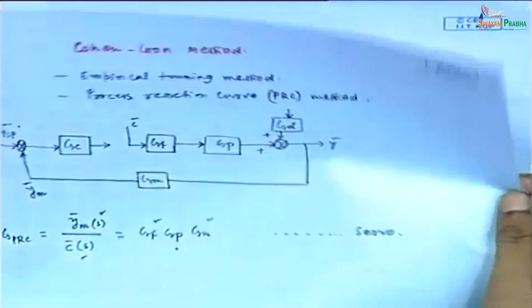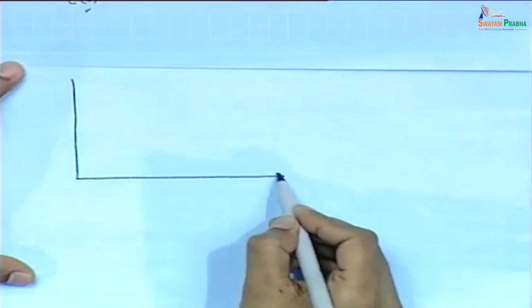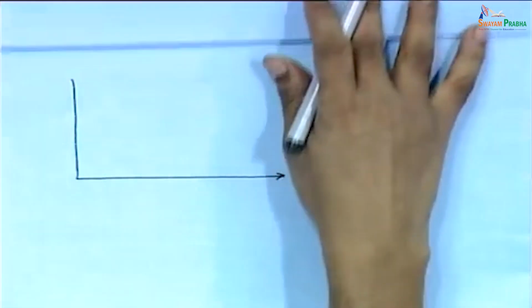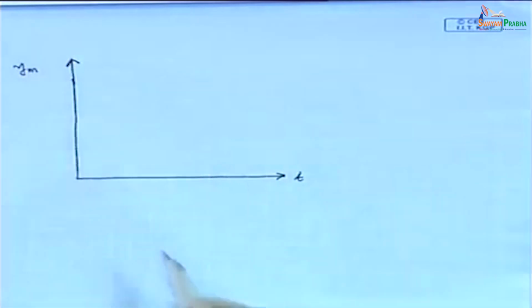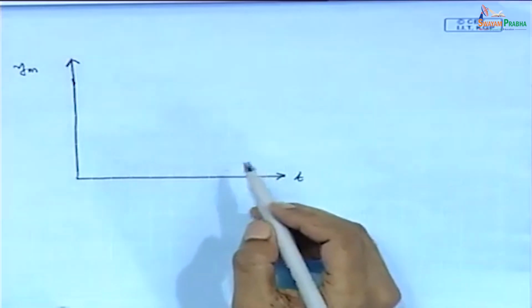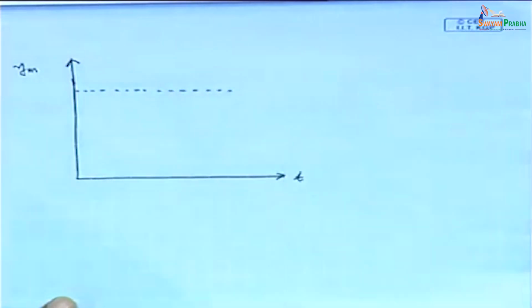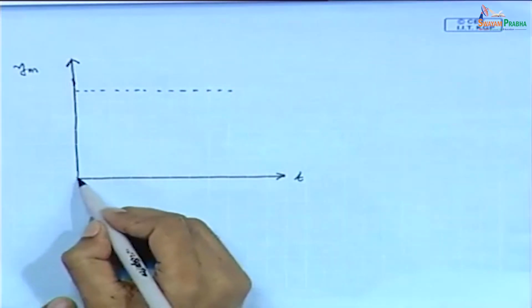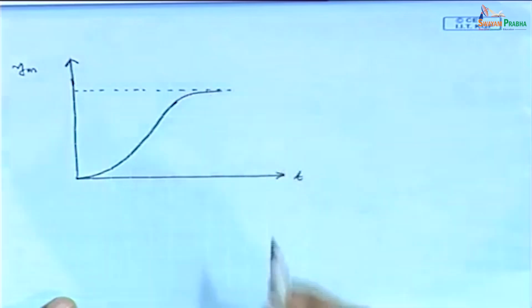Now, Cohen and Kuhn observed that for most of the chemical processes, they obtained sigmoidal response, sigmoidal shape. Like this.